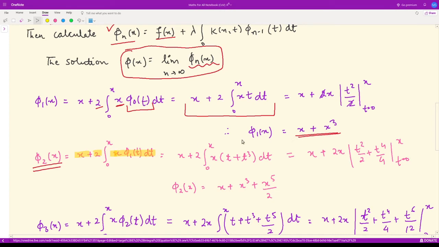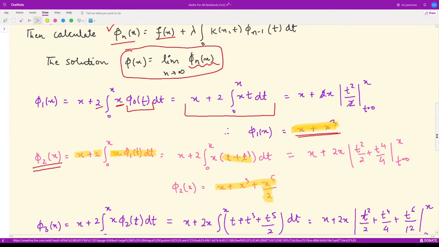Now what is this phi 1? Phi 1 is what we have calculated here, x plus x cube, right? So instead of x we are using the variable t, so it would be t plus t cube, right? So you can take this x outside the integration sign, and then you can take the integration. So after performing the integration, you will get something of this sort, right?